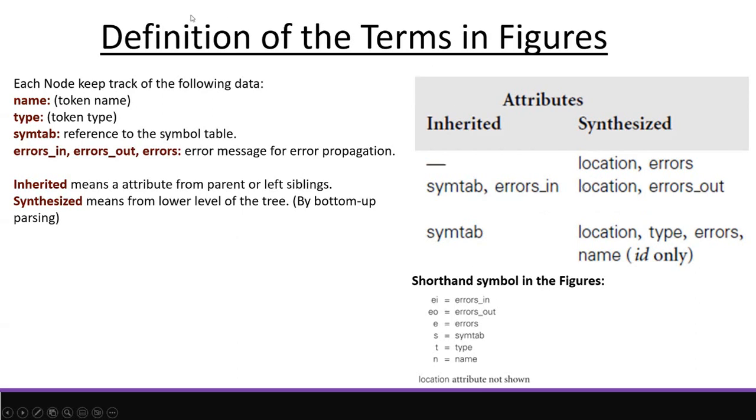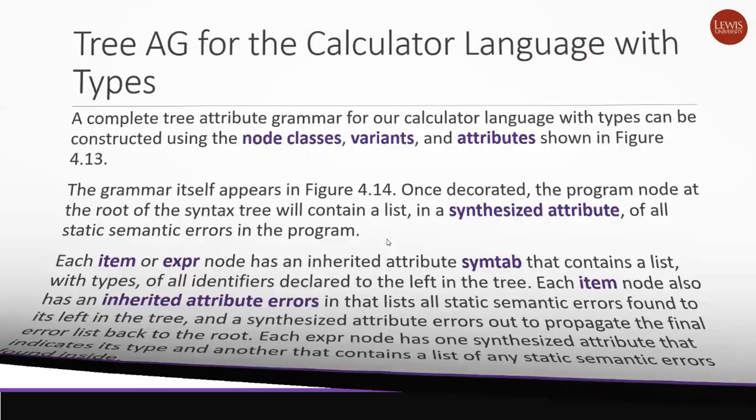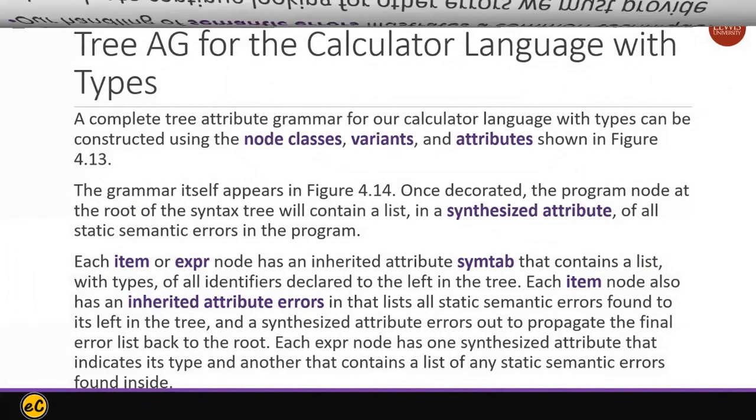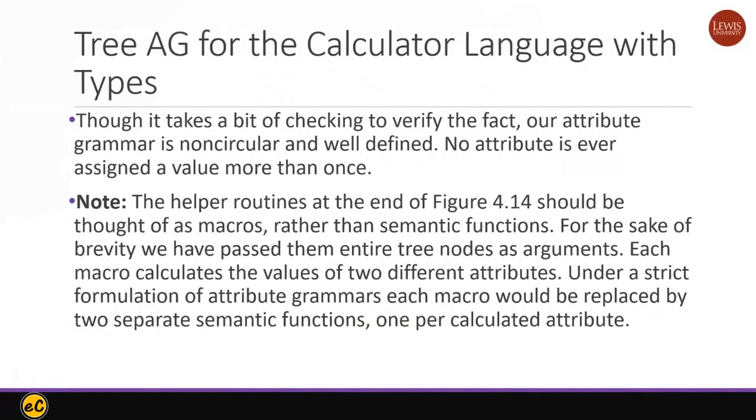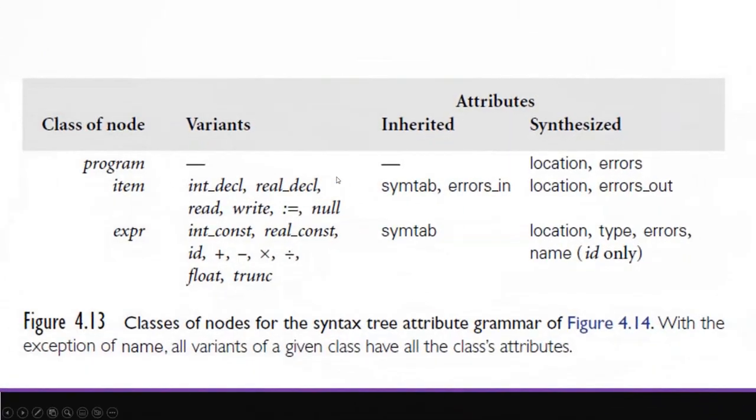And these different attributes are shorthanded: EI is error in, EO is error out, and S is the symbol table, something like that. So we talked about these different attributes and their shorthand names. And then we do have these different nodes, and each different node has different attributes.